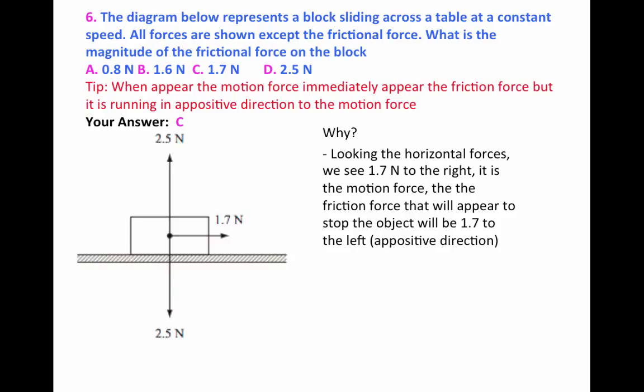My answer is C. Looking at the horizontal force, we see 1.7 newtons to the right. It is the motion force. The friction force that will appear to stop the object will be 1.7 newtons to the left, in the opposite direction.